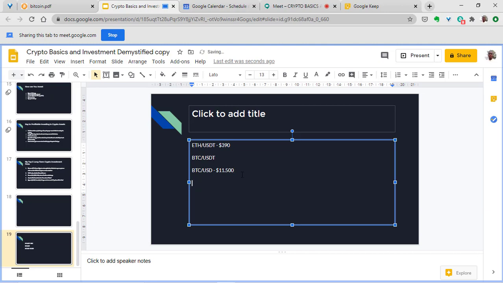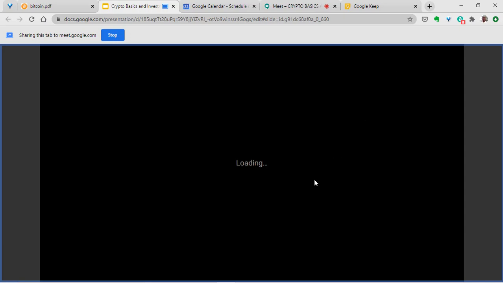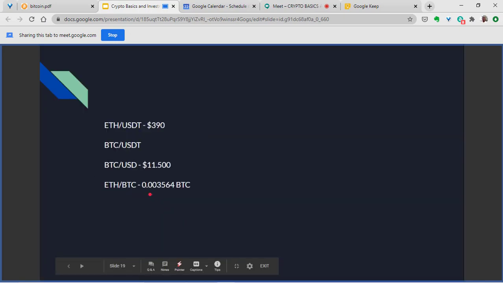There are also some other pairs where you might see something like ETH/BTC, and you see maybe 0.03564. What this means is that the first one, as I said, is the asset, which is ETH, the asset being bought or sold. Then this is what you are paying to get the asset. So if this is the current market price, I can use 0.03564 Bitcoin to pay for one Ethereum.